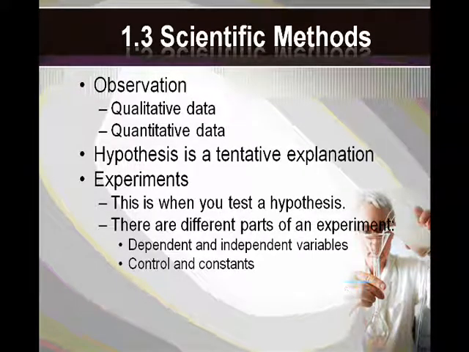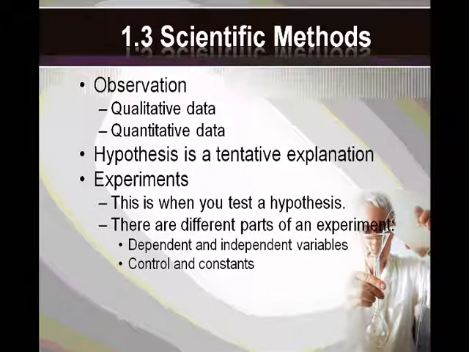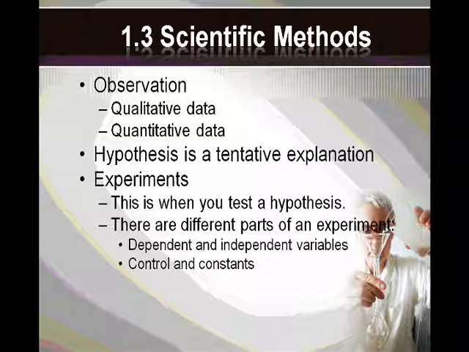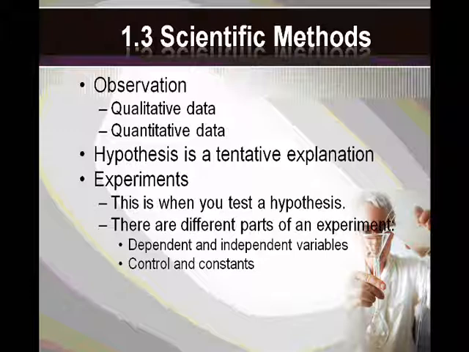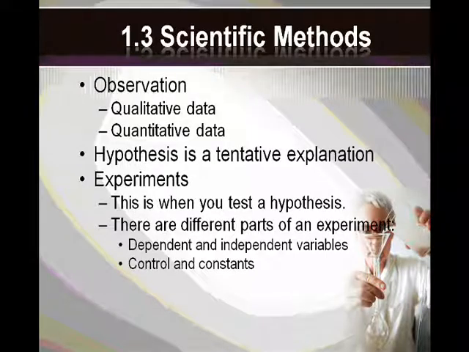Now, another part of the experiment are the control and constants. A control group is the group in your experiment that stays normal, the thing that you're not changing. And it's going to be what you compare the experimental group with. And then you also have things called constants. Constants are items in the experiment that stay the same in both the control group and the experimental group.